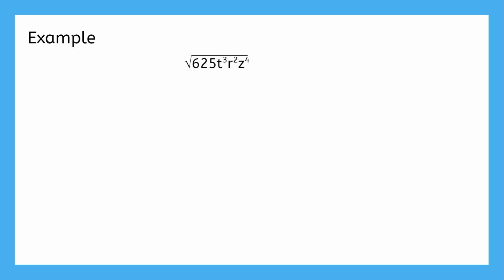First, we could factor 625 into 5 times 5 times 5 times 5. Instead of expanding the powers, let's use the trick we just learned. Since this is a square root, we need to pull factors out 2 at a time. There are 2 pairs of 5s. Out of 3 t's, we can pull out a single pair with a t left over. There's a pair of r's, and 4 z's means we can pull out 2 pairs. The only factor left underneath the radical is that last t that couldn't be paired.